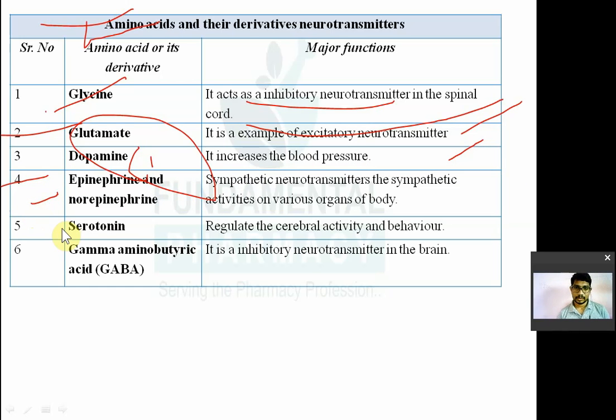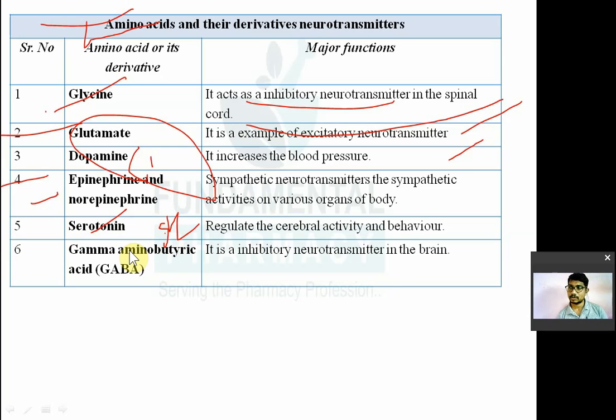5-HT is serotonin, which regulates cerebral activity and behavior. The cerebral activity is responsible for the awakening of your brain. If your brain goes to sleep, who keeps it awake? Serotonin. It regulates cerebral activity and behavior. Sometimes you may become angry, sometimes you may become lovable. That is due to serotonin. Then gamma aminobutyric acid is an inhibitory neurotransmitter in the brain.